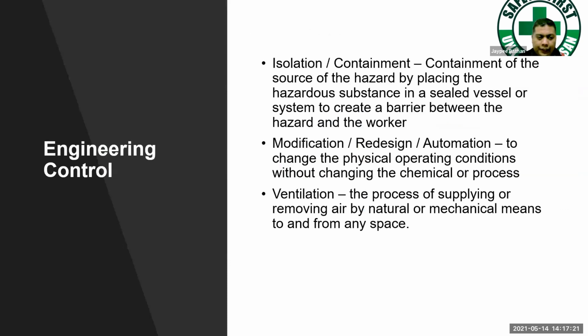The next is engineering control. We have some examples, best practices for engineering control. First is isolation and containment. We contain the sources of the hazard by placing the hazardous substances in a sealed vessel or system to create a barrier between the hazard and the workers.